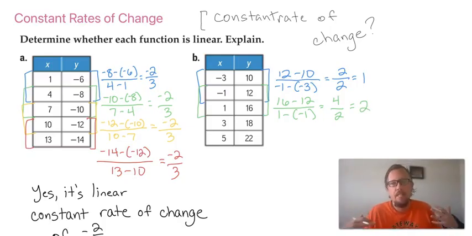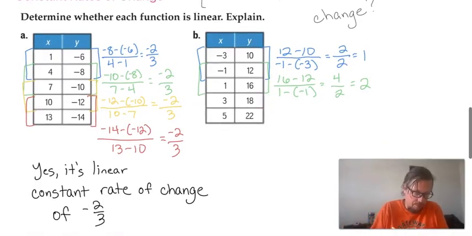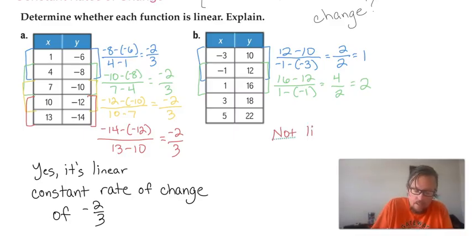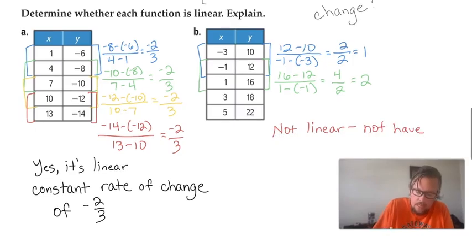I don't need to do the next few pairs. To be linear, every pair has to have the same rate of change. These don't. Not linear because it does not have a constant rate of change. Does not have a constant rate of change.